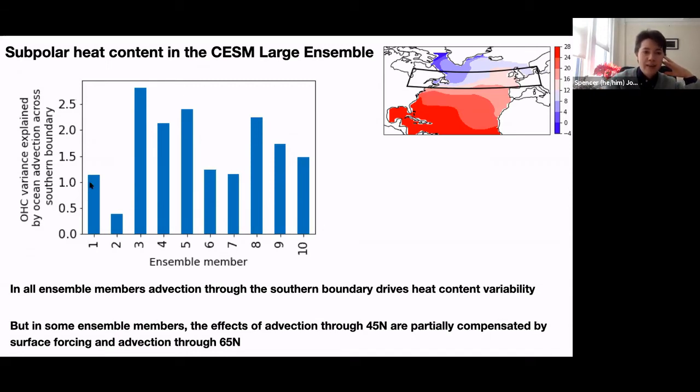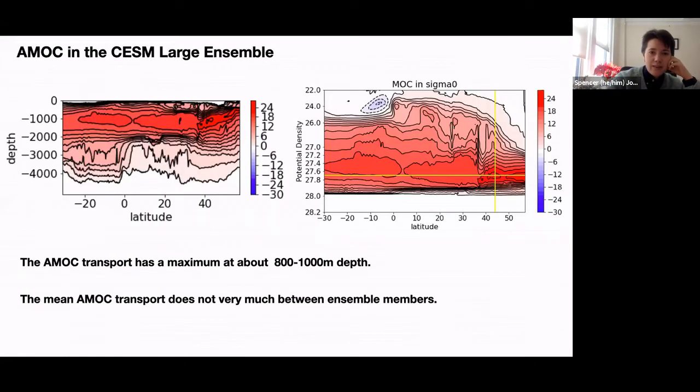So you can see that those are the two regimes that we have. The case where medium heat transport through the southern boundary drives medium heat content variability, and then there's a case where strong heat transport through the southern boundary drives moderate heat content variability, and there's a lot of compensation by the other two terms. So there are these two different regimes, and now we want to understand the heat content variability in both of them.